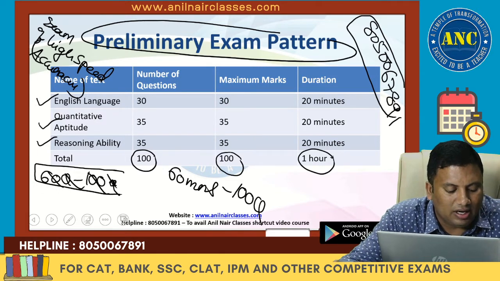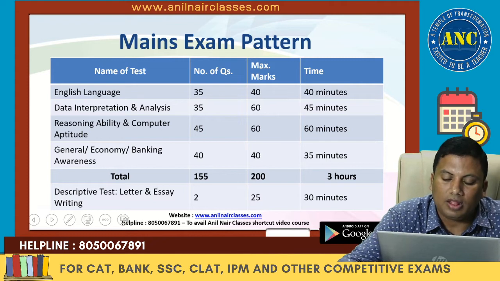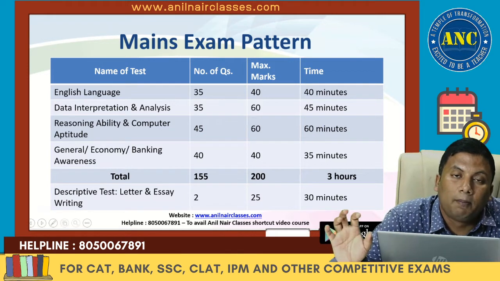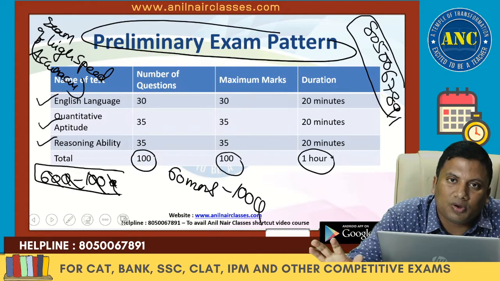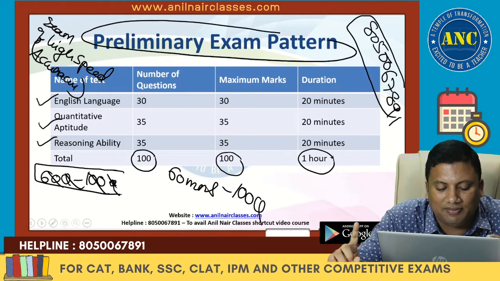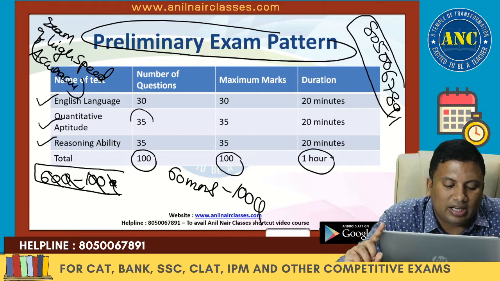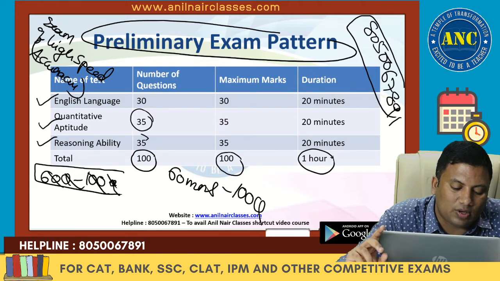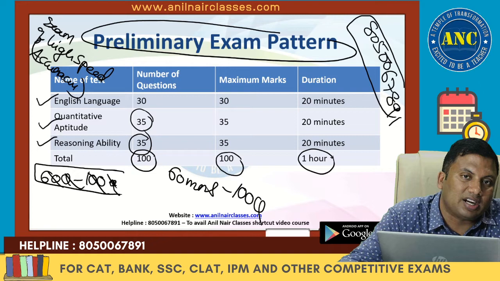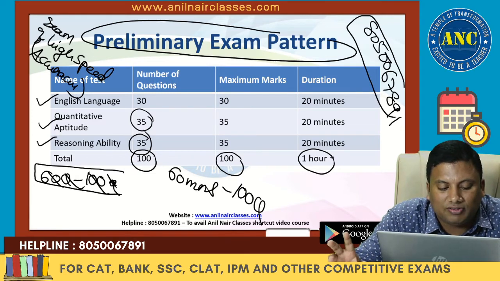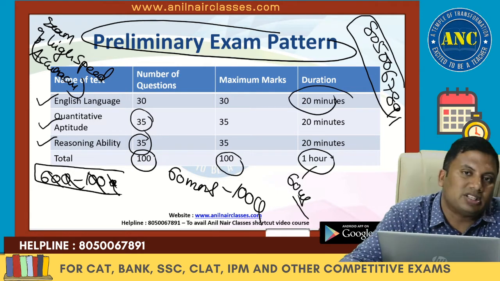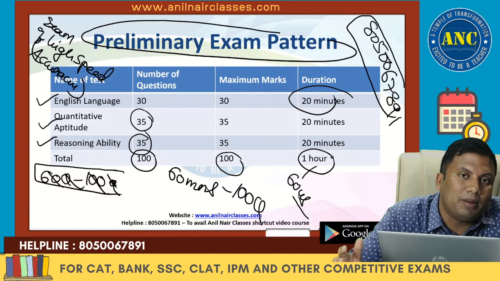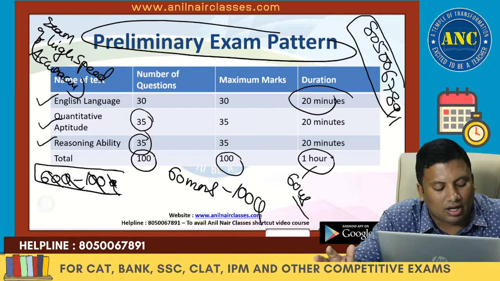Next, we will also see the syllabus. Mains examination pattern. Preliminary examination, total how many questions are there? 100 questions are there. Only 1 hour time will be there. 100 questions, weightage 35 questions in quantitative aptitude, 35 questions in reasoning aptitude, verbal ability 30. That means in 1 hour, if it is 60 minutes, each and every section, 20 minutes if you can allocate and cross the minimum qualifying marks, you are on the safer side.